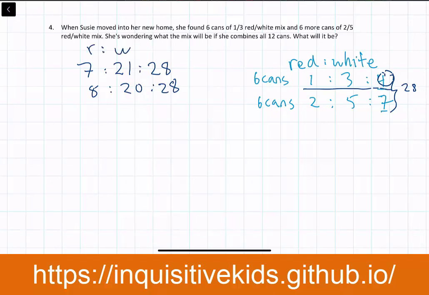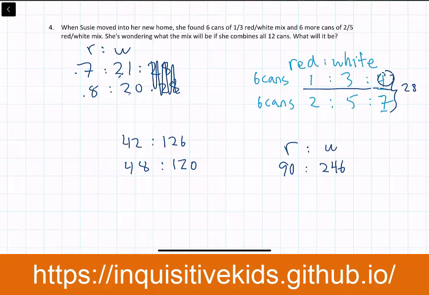This is red to white. So now we can ignore the 28, and we know that there are 6 cans of each mixture. So we can multiply 6 to each of these numbers. We have 42 to 126, 48 to 120. And then we're going to combine all these 12 cans to get 90 to 246 red to white. And as you can see, we can continue to simplify further down. When we divide both sides by 2, we get 45 to 123. And then we can divide both sides by 3 to get 15 to 41. This will be our ending ratio. So then the mixture would be 15 to 41, red to white mix.